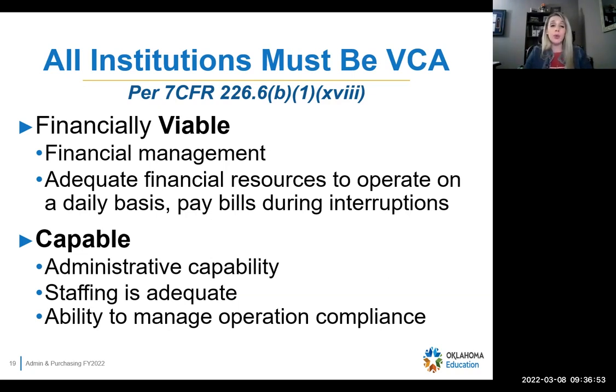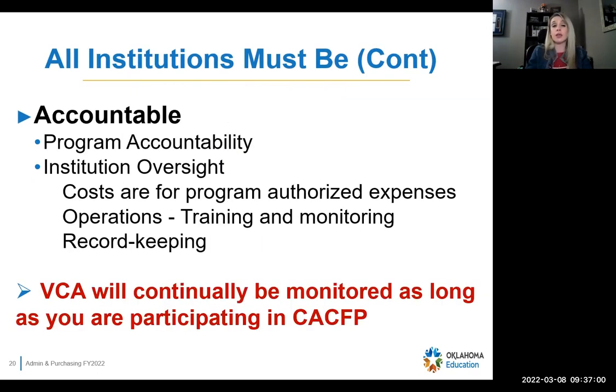You have to be capable. You have to have adequate staff and be able to manage operations to be in compliance. And you also have to have program accountability, meaning you can do your program oversight by doing monitoring visits, your training, which is required, that the costs for the program are authorized, that you keep up with the record keeping aspect. We will look at the VCA. We will keep monitoring it as long as you're on CACFP.